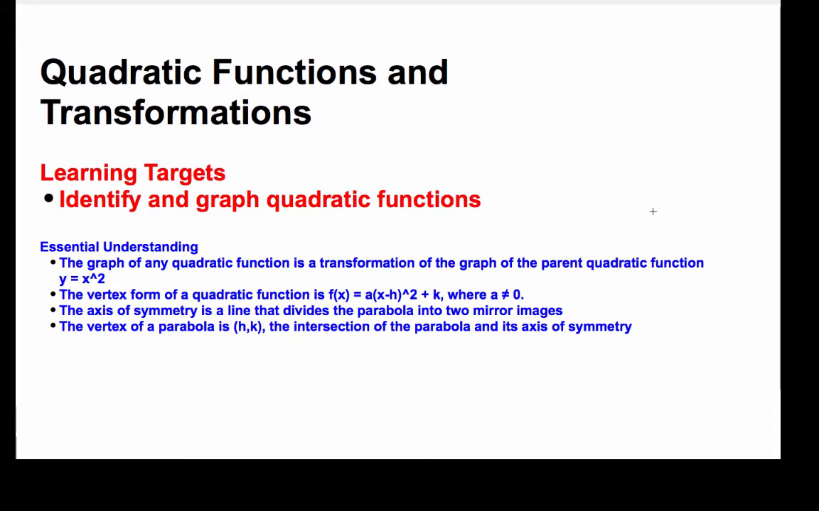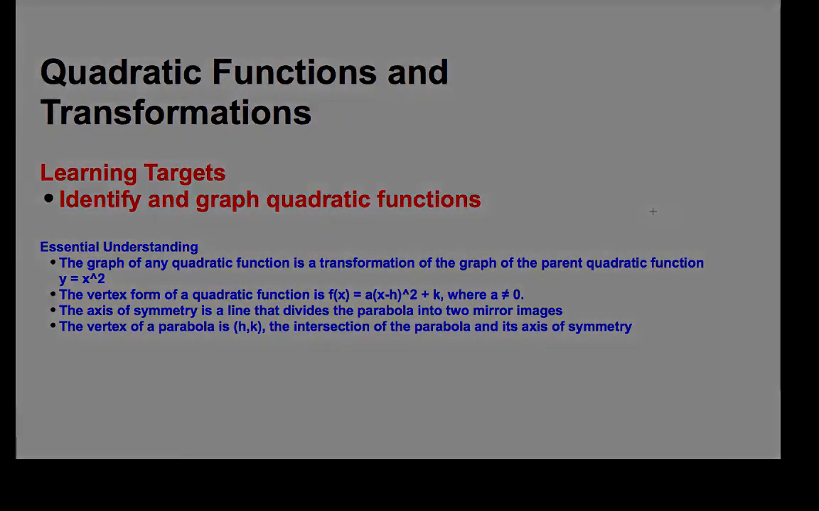Some essential understanding for you for the lesson. The graph of any quadratic function is a transformation of the graph of the parent quadratic function, y equals x squared. The vertex form of a quadratic function is f of x equals a times the quantity x minus h squared plus k, where a cannot equal 0. The axis of symmetry is a line that divides the parabola into two mirror images. The vertex of a parabola is (h, k), the intersection of the parabola and its axis of symmetry.